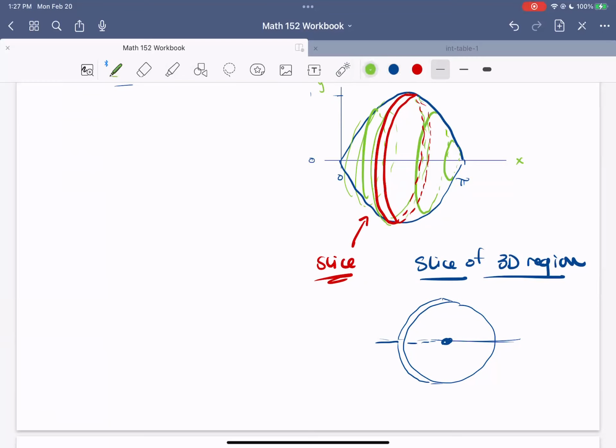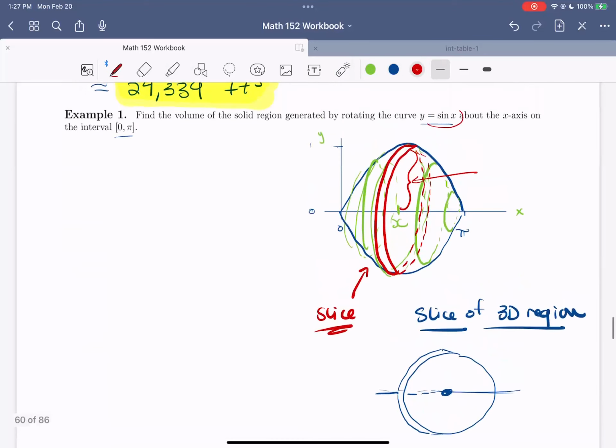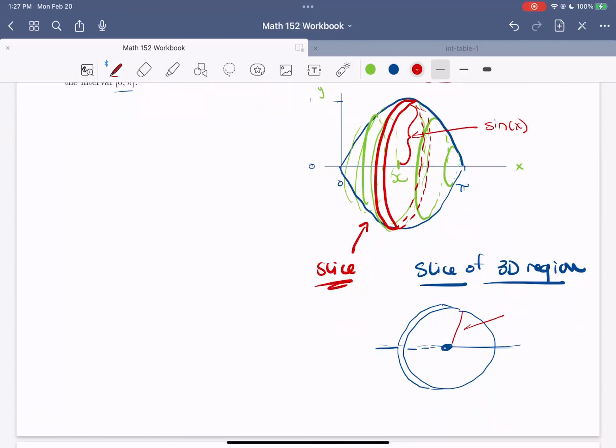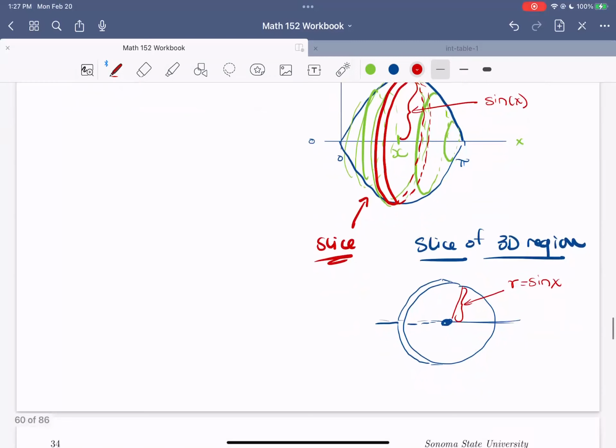So what we also know about any particular slice is, if you give me the x value where that slice is above, then the radius of that slice is just going to be the output of our function. So that radius is going to be sine of x. If we're drawing that on our slice, we have here the radius is equal to sine of x. So then from this, we can compute what the volume of a slice is.